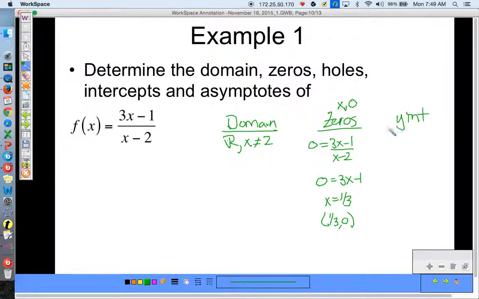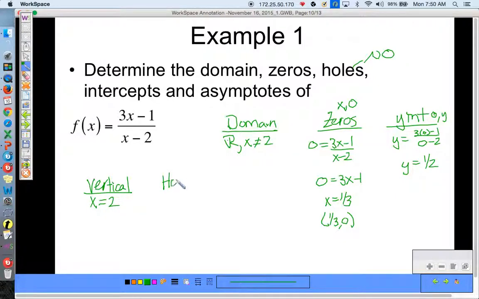What about our y-intercept? That's when we plug in 0 for x. So we have 3 times 0 minus 1 over 0 minus 2. So y is at 1/2. There aren't any holes. And then those asymptotes, our vertical, that's where we look in the denominator. So x would equal 2. Our horizontal, the degrees are equal, so it's at y equals 3/1.